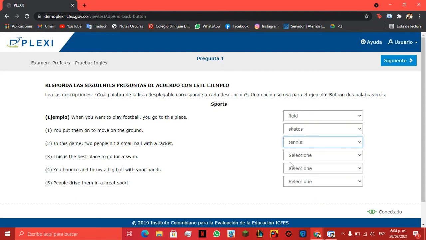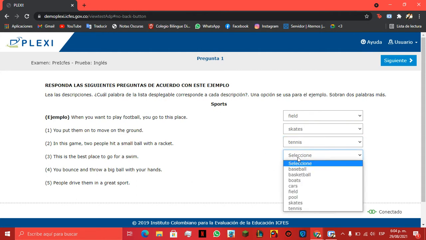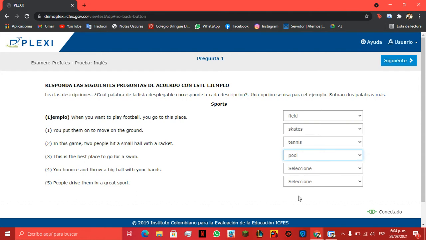This is the best place to go for swim. So about places, we have field and pool. I think the correct answer is pool because we swim in the water and the field doesn't have water. So I think that's why pool is the correct answer.